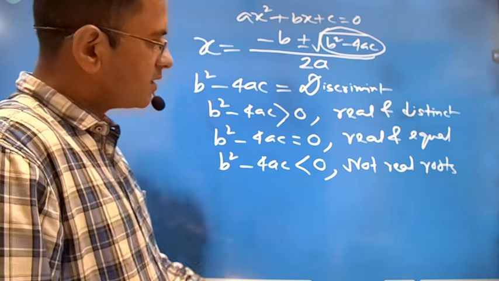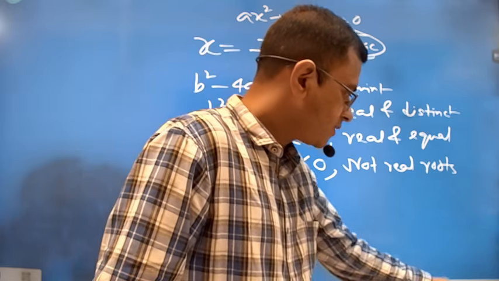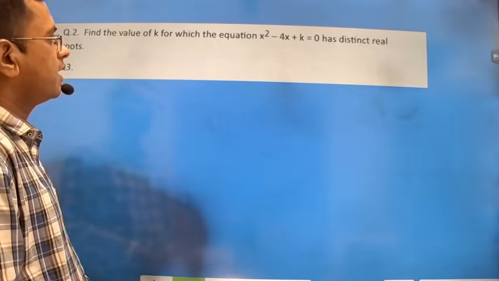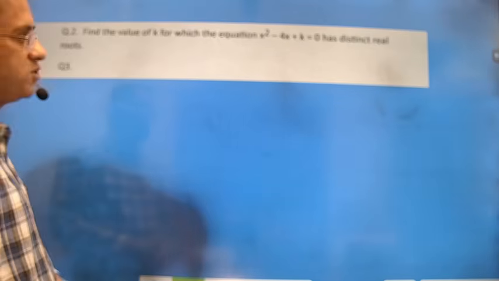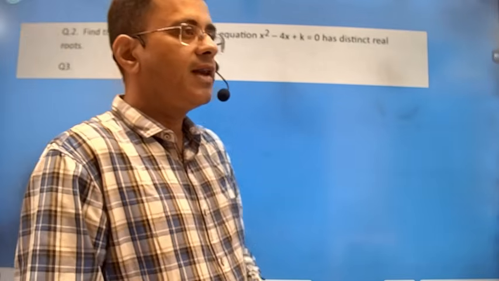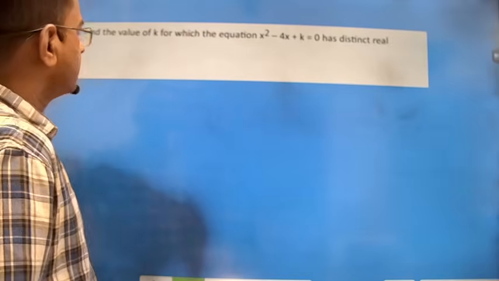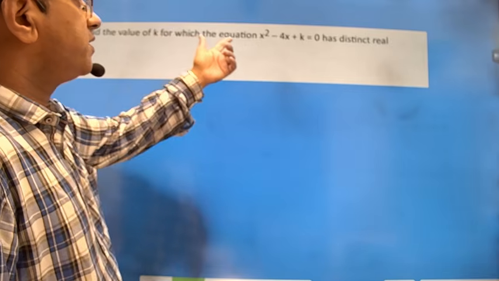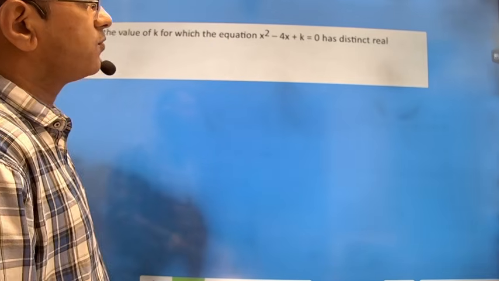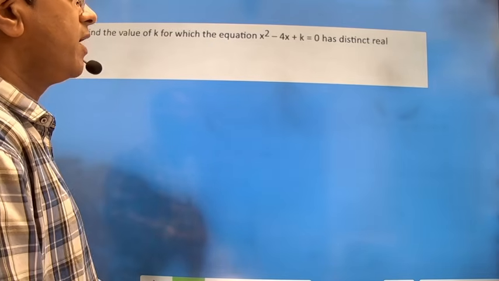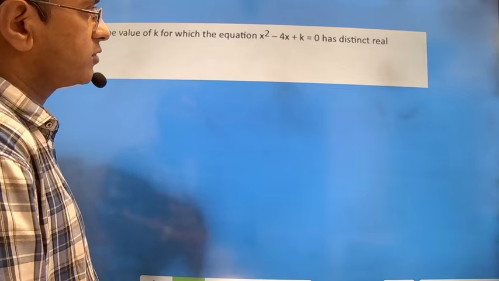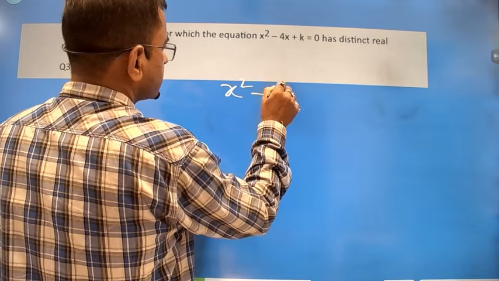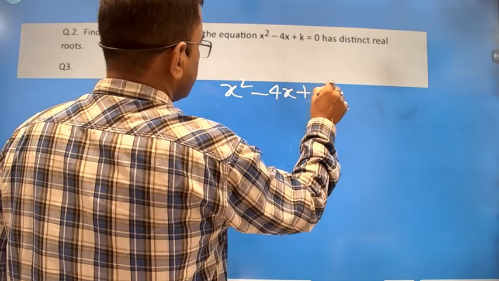So let us do an exercise on this discriminant, to check whether the roots are real or unequal. Find the value of k for which the equation x square minus 4x plus k equal to 0 has distinct real roots. So the equation is x square minus 4x plus k equal to 0.